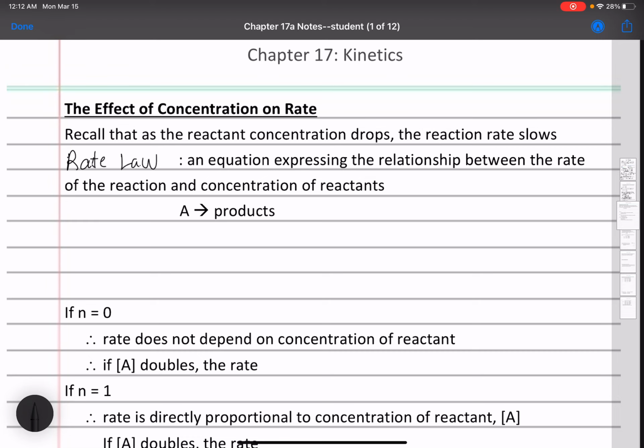Okay, so if we have this generic reaction, A reacts to form products, the rate law, and this is different than the rate expression, is that rate equals some constant times the concentration of our reactant A to some power. K is the rate constant. The concentration of A, that's the concentration of the reactant.